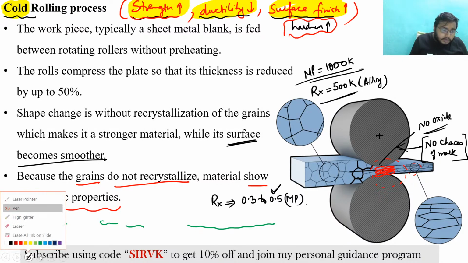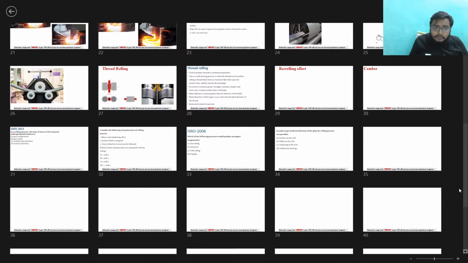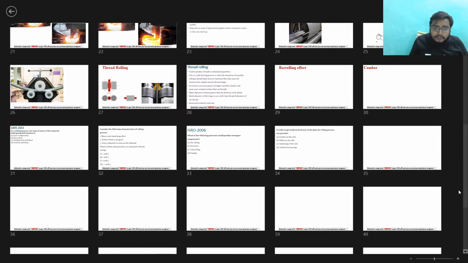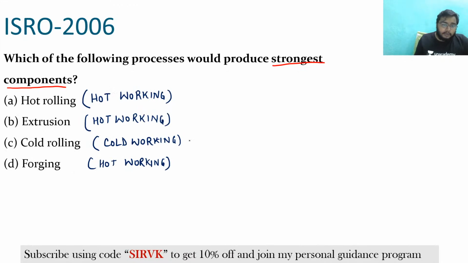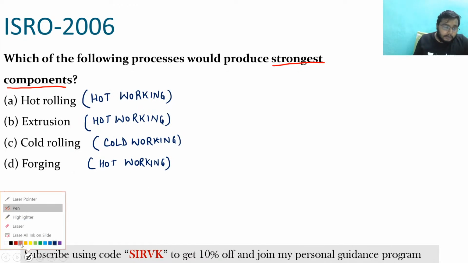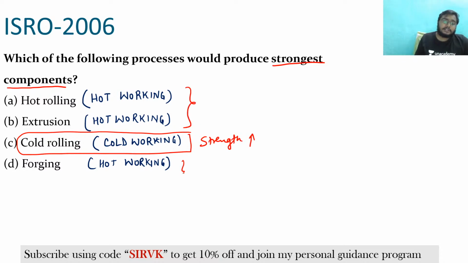Okay. So I was at this. What I can say from here is that only and only this is the cold working process, and hence strength would be more in this case compared to these cases. Fine. And hence my option is going to be C. Understood or not? Any doubt, my dear friend?